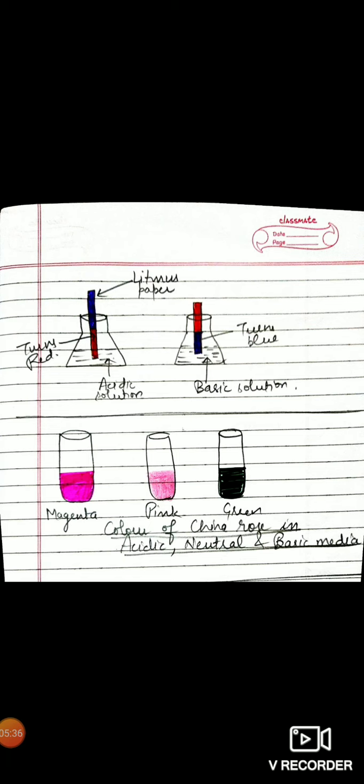In the same way, when we dip a red litmus paper strip into a basic solution, it turns blue, which proves that red litmus paper changes into blue color in basic solution. And if we take the neutral solution, the color of the strip becomes mauve, or we can say purple. So on the basis of the color, we can distinguish whether this solution is acid, base or neutral.